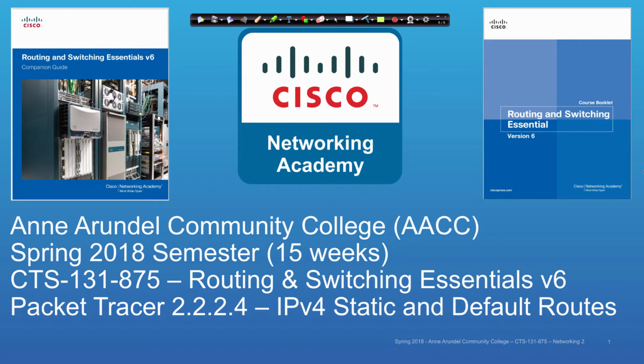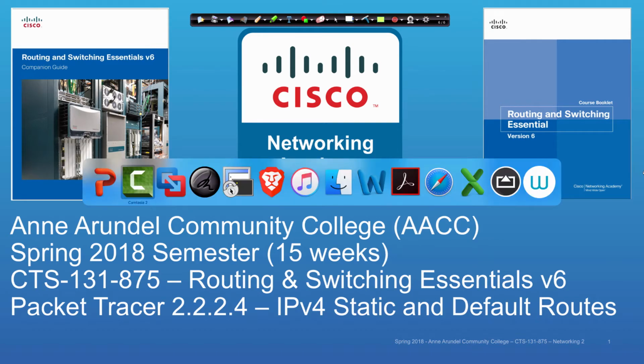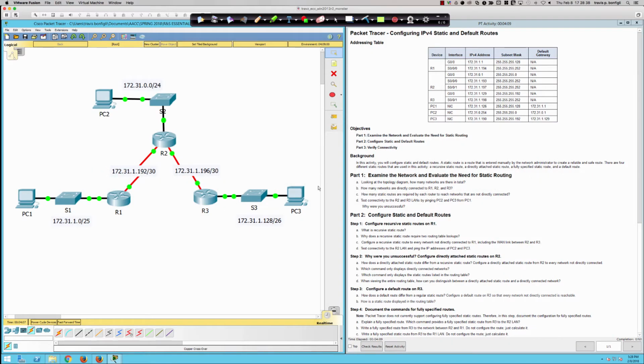This is the Routing and Switching Essentials version 6 course, and this afternoon's Packet Tracer tutorial and solution set is going to be on Packet Tracer Activity 2.2.2.4, where we're going to be taking our first look at IPv4 static and default routes. In fact, if I'm not mistaken, we're actually going to be creating some recursive routes as well. So let's go ahead and dive into the activity here.